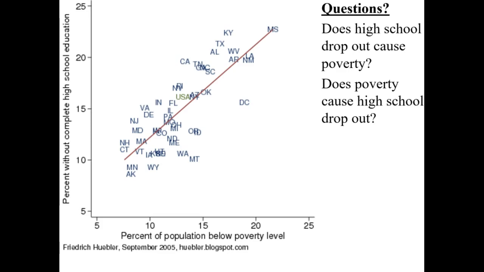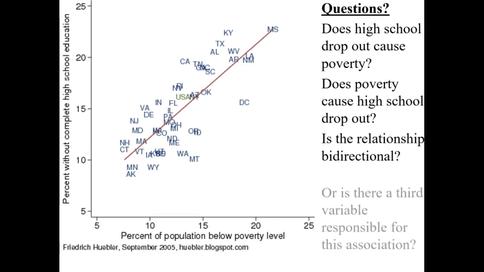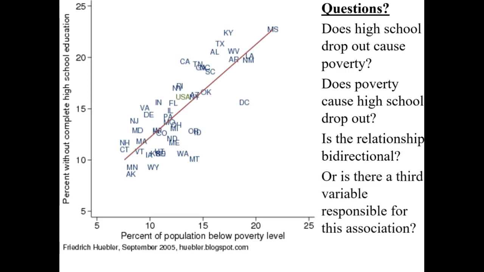We have to wonder, is the relationship bidirectional? That is, incomplete high school education causes poverty, and poverty causes people to not complete high school. A vicious cycle that plagues generations. Or is there a third variable responsible for this association? Is there a variable Z that is the cause of both poverty and high school dropout?